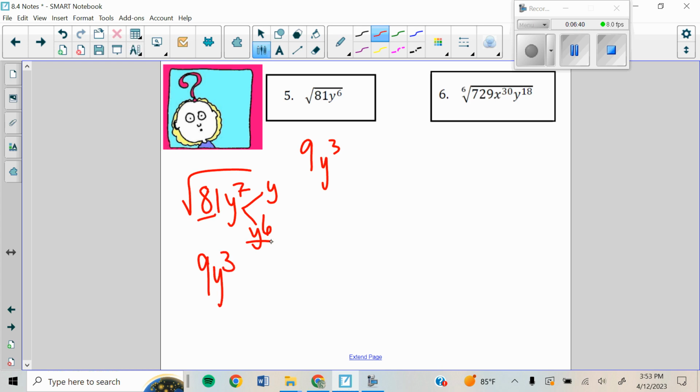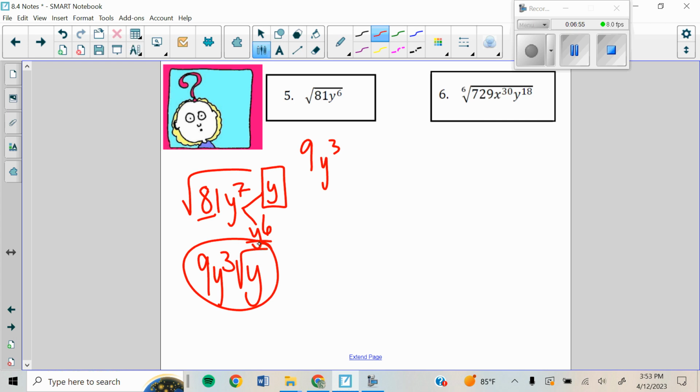That would take care of these two pieces. Then we still have this. That would go back underneath my square root. So if it ever has an odd power and it's like a squared, a 4th, a 6th, we're just going to pull one of them off.